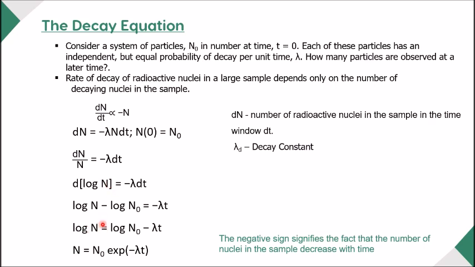Then log N equals log N0 minus lambda t. If you take the exponential of this equation, N is equal to N0 e raised to minus lambda t. So here you have seen one negative sign, which signifies that the number of nuclei in the sample decreases with time. This negative sign represents that as time goes, the number of nuclei in the sample decreases.